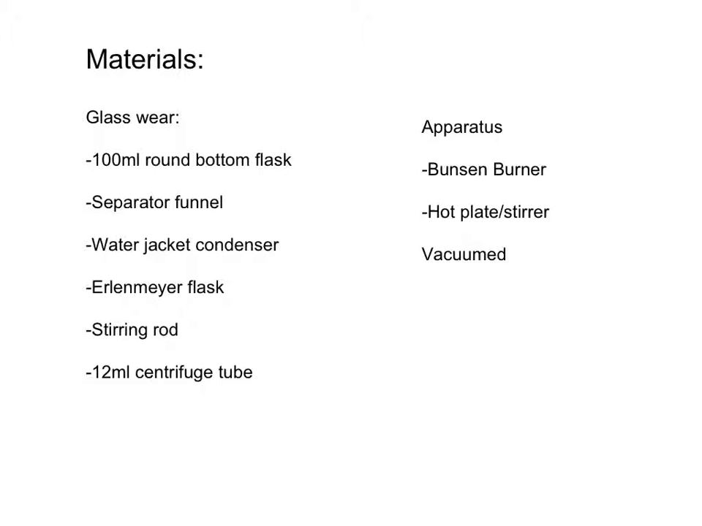Materials used in this experiment include the following: glassware, a 100 milliliter round bottom flask, separatory funnel, water jacket condenser, Erlenmeyer flask, stirring rod, 12 milliliter centrifuge tube. It also included a Bunsen burner, hot plate, and vacuum.